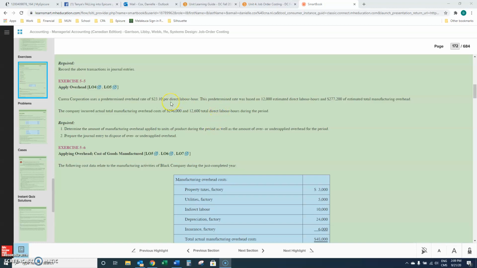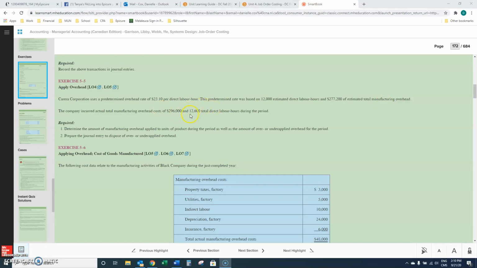So again, the predetermined overhead rate is based on estimates that they determine at the beginning of the year. Then that estimate is based on a cost driver, and here it's based on direct labor hours. So the 12,000 estimated direct labor hours would be the denominator. The numerator is always estimated total manufacturing overhead.